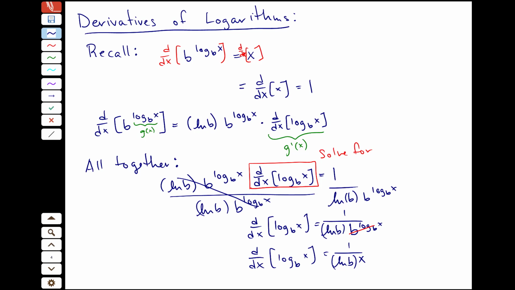So one thing that we notice here is that the derivative of the natural log of x is going to be 1 over the natural log of e, the base of the natural log, times x. But the natural log of e is just 1. So the derivative of a natural logarithm is just 1 over x. Let's see an example of this.